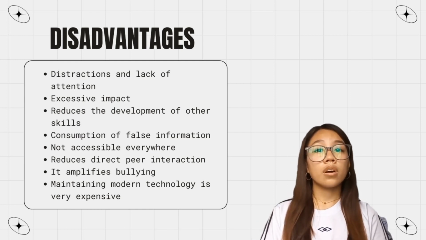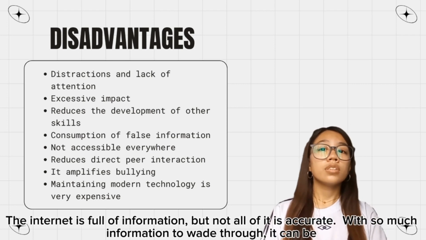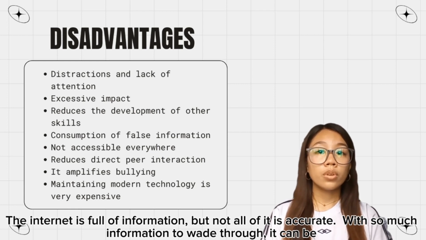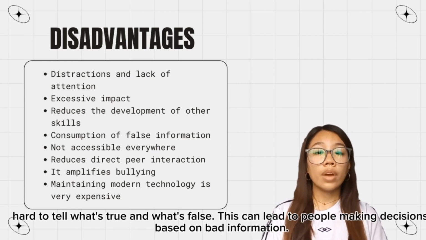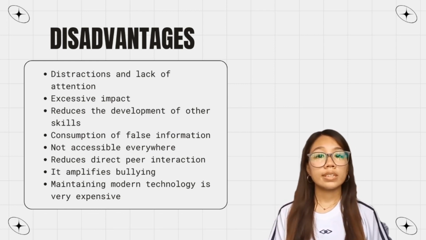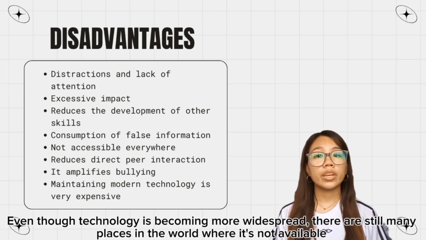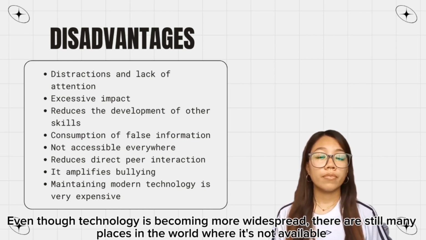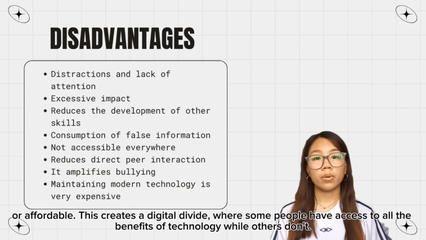Next is consumption of false information. The internet is full of information, but not all of it is accurate. With so much information to wade through, it can be hard to tell what's true and what's false. This can lead to people making decisions based on bad information. Next, not accessible everywhere. Even though technology is becoming more widespread, there are still many places in the world where it's not available or affordable.